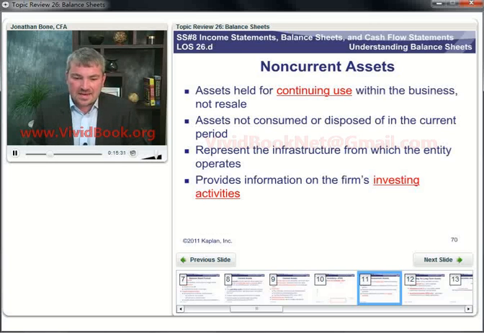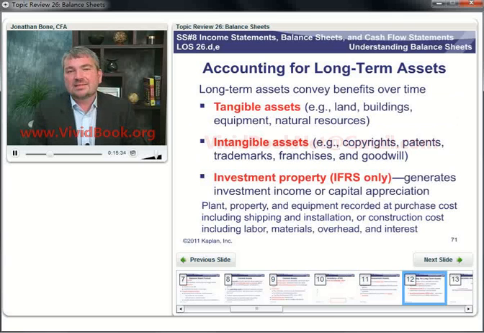So here are our major classifications of our long-term assets. We've got our tangible assets that we often refer to as plant, property and equipment, such as land and buildings, equipment, natural resources as well. Intangible assets that have no physical form, being copyrights, patents, trademarks, franchises, and of course the most famous of all, goodwill. And investment property. Just be a little bit aware, investment property is only a classification under IFRS. It does not exist under US GAAP. These are essentially properties that we're holding essentially for their income, i.e. their rental potential or capital appreciation.